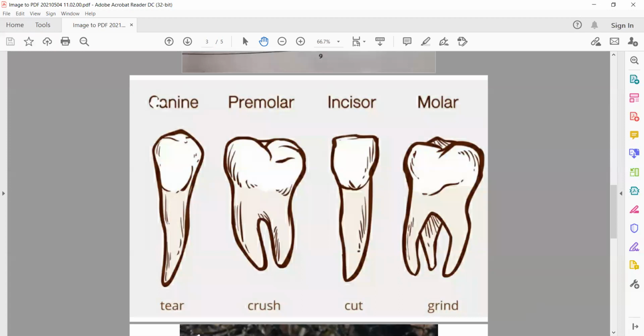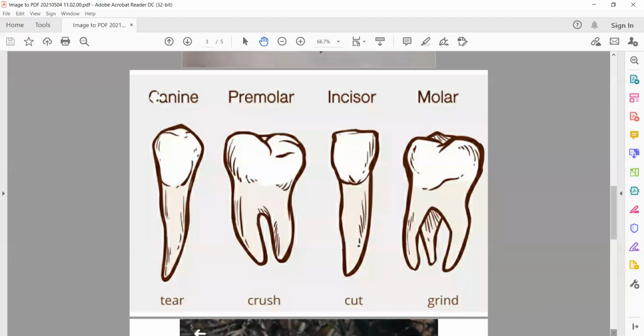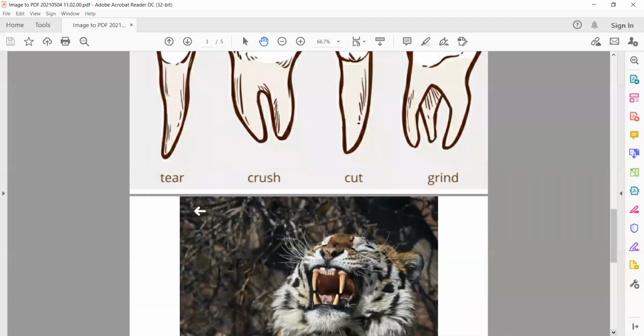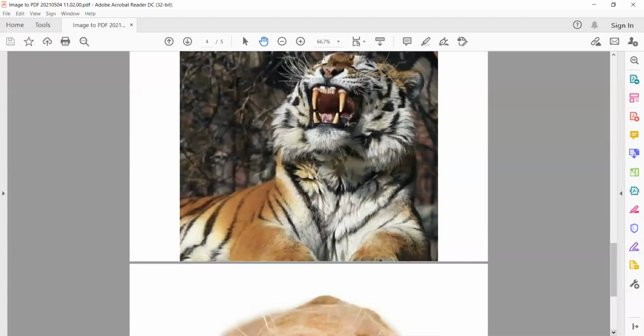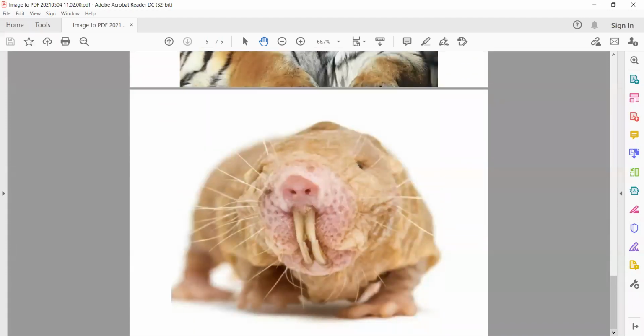Homework. Okay, students, now do the homework. Your homework is learn all 4 types of teeth and their functions.